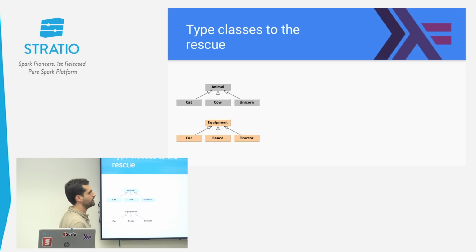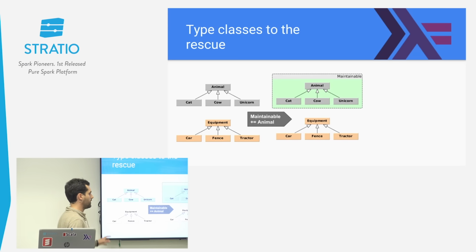So this is the management of a farm. So methods here will be more like feed the cat, feed the cow; animal will have a method, feed. And equipment will have a method, fix. And those methods have in common that it's a kind of maintenance. With Haskell, you don't have it. You have animals, which can be cats, cows, or unicorns. Equipment, which can be cars, fences, or tractors.